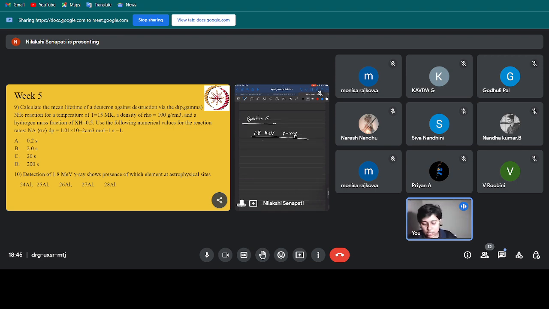And the answer is 26Al. That is just an isotope of aluminum. And so the answer will be C. This is another informative question. Okay, so these are the questions that I wanted to discuss with you, and these are the main numerical questions that you should be able to solve by yourself now.